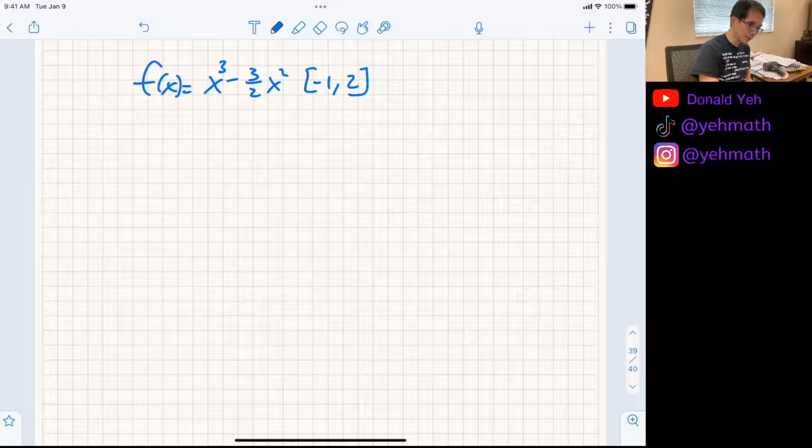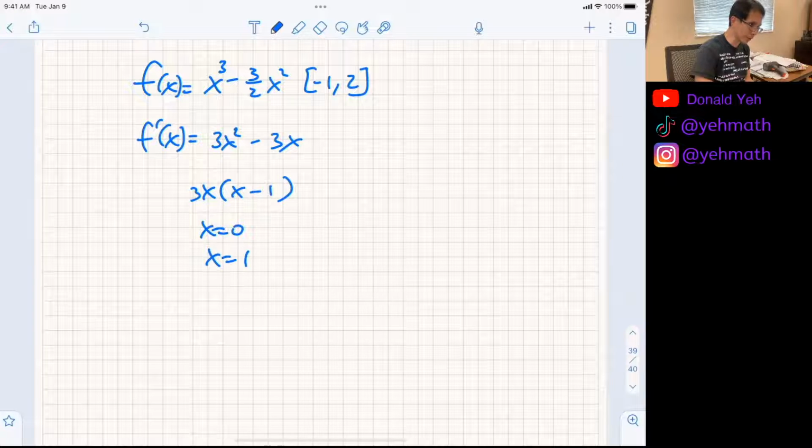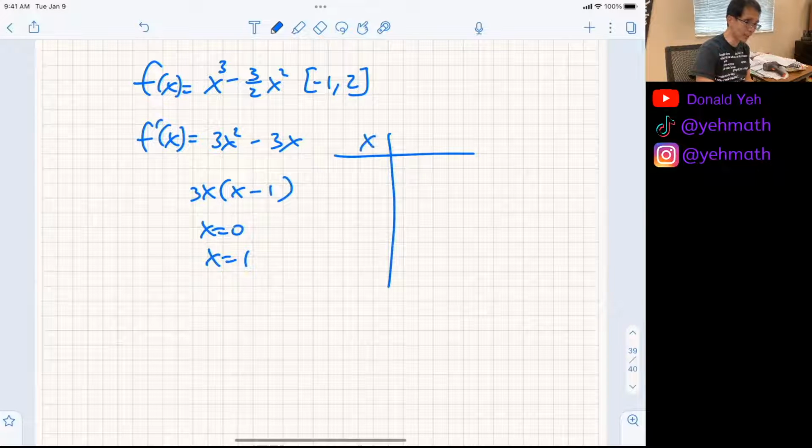Okay, let's try it. So the derivative of this is going to be 3x squared minus 3x. And if I take out x, that's going to be what? You take out 3. You can take out 3x, x minus 1. So x equal to 0, x equal to 1. So it seems like you had to do all of them, yes. That's only in this case, where I give it to you. The next case is not like that.